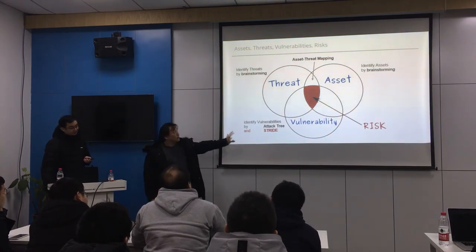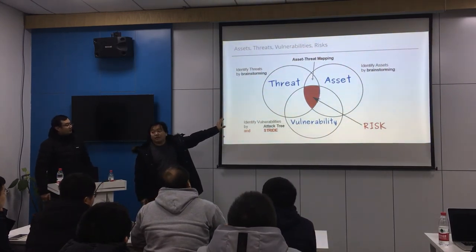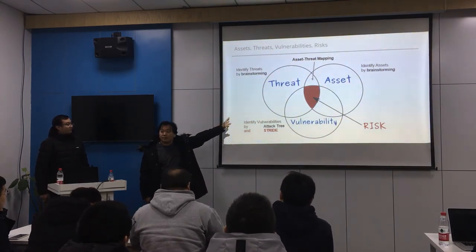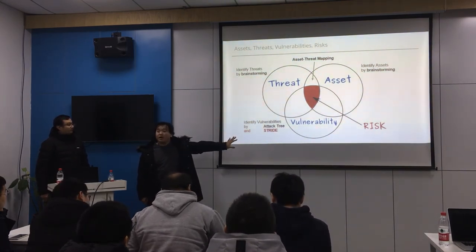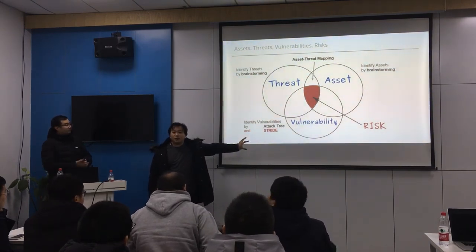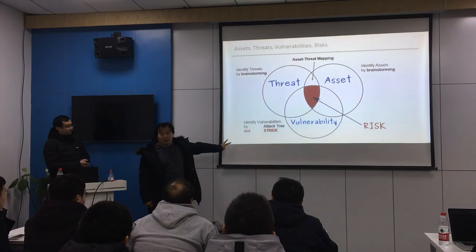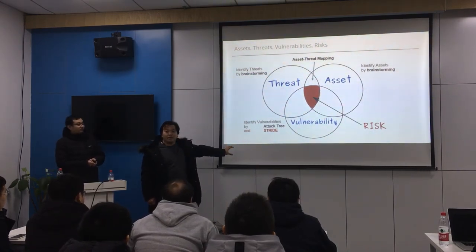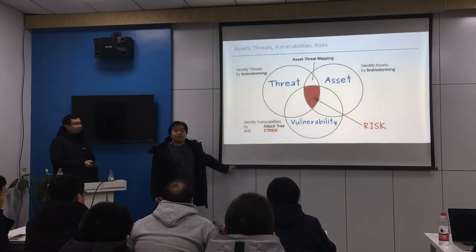So very quickly, back to the Venn diagram. We've done identify threats, identify assets. We've done one threat model, which is the asset threat mapping. And then on the bottom, we want to identify the vulnerabilities. And to identify the vulnerabilities, we have two other threat models. One is by using the attack tree exercise, and the other one is by using STRIDE, the one that we just explained.